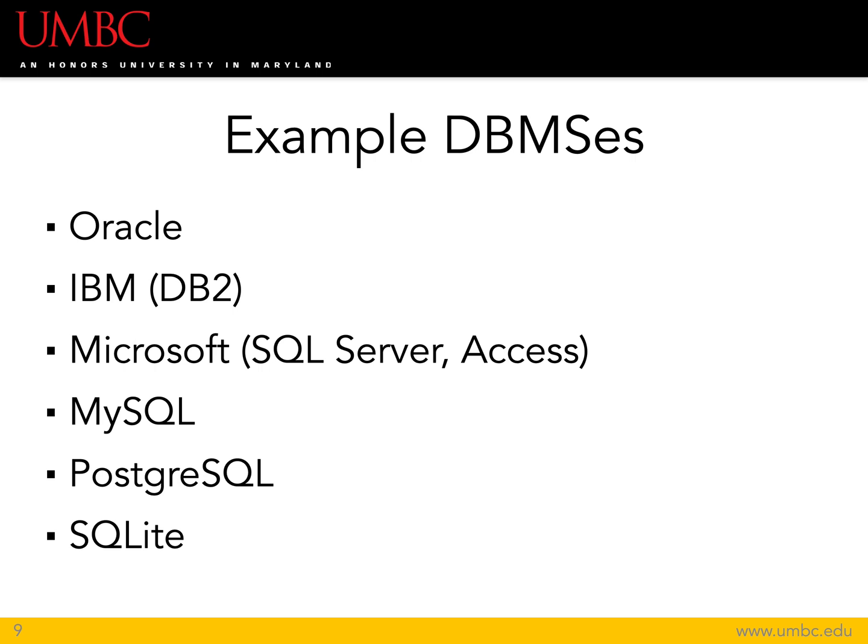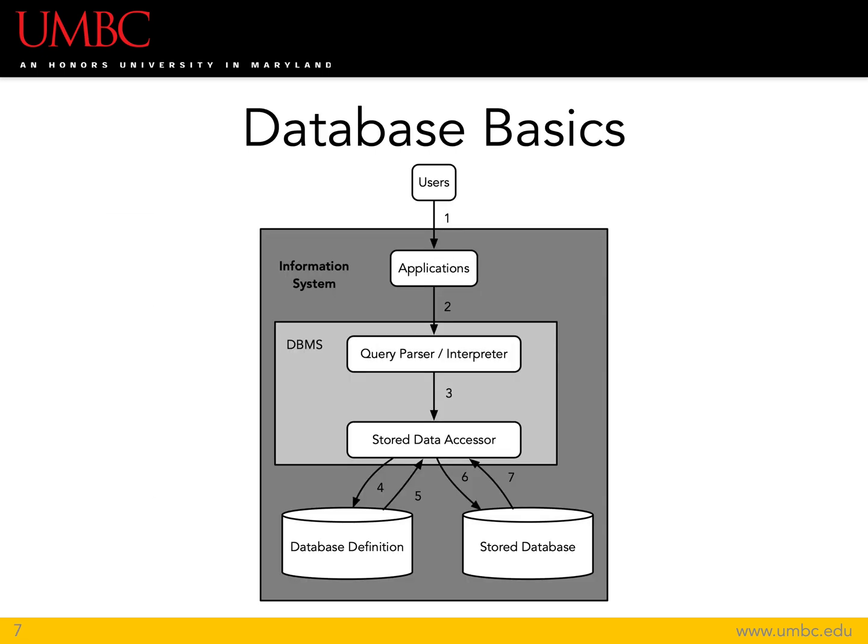Here are some example DBMSs, and this is a reasonably small selection of mostly relational databases. The last three, MySQL, Postgres, and SQLite, are open source. I'm sure you've heard of some of these before, especially Oracle, which is very commonly used in industry. These are very traditional DBMS systems. Now, you can make a list of other DBMSs, quite a few of them in fact, including non-relational DBMSs. All of them would still operate essentially in the same fashion that we outlined earlier.